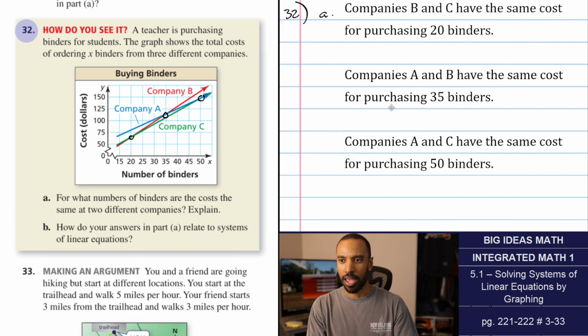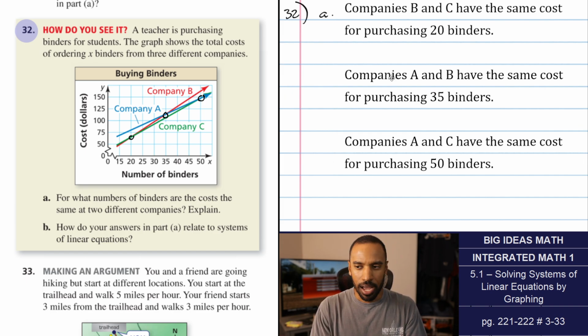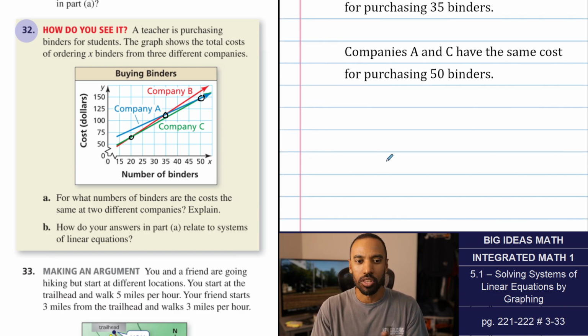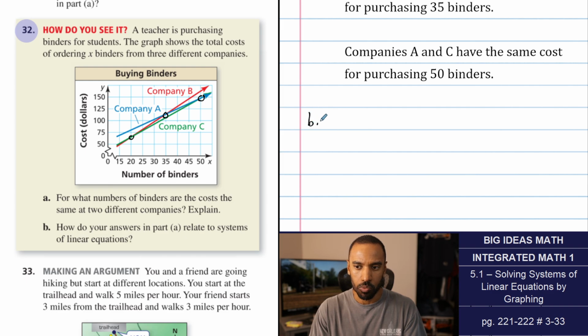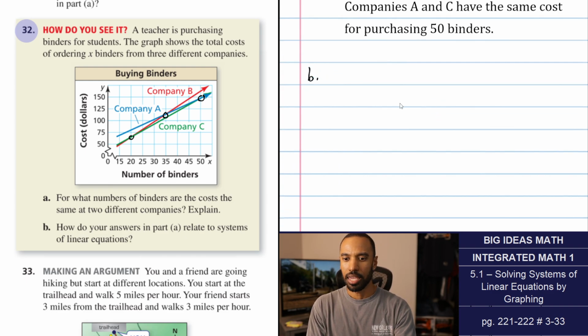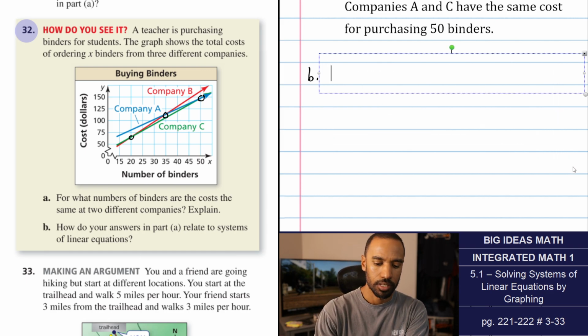All right, that's my part A. Part B, explain. Those are the points of intersection. Those are the points of intersection for x, right? Those are the x values. The cost is how much they would cost. How do your answers in part A relate to systems of linear equations? Well, they're the points of intersection. Each of these values are the x coordinates.